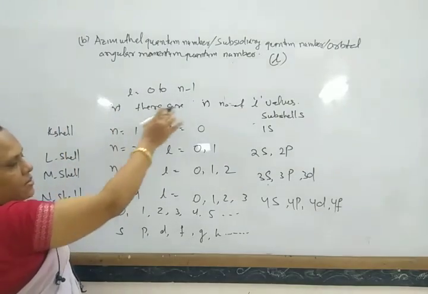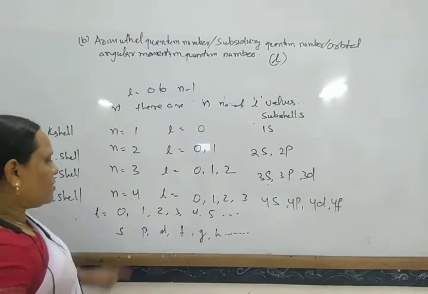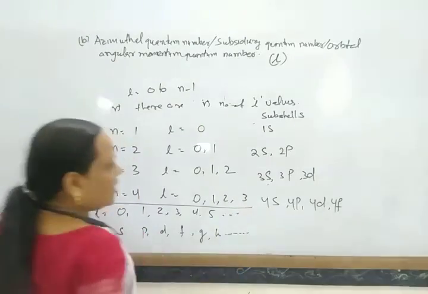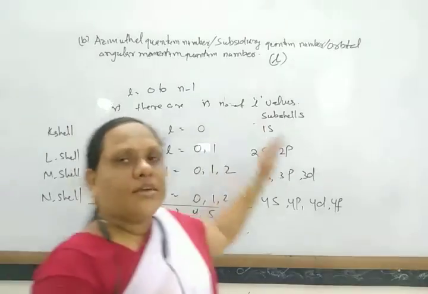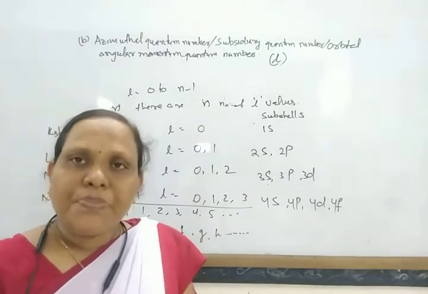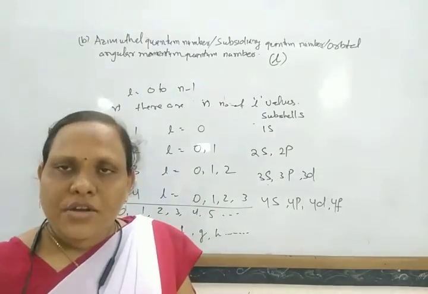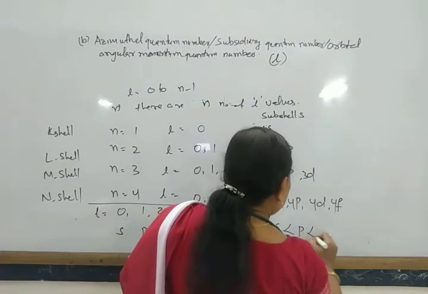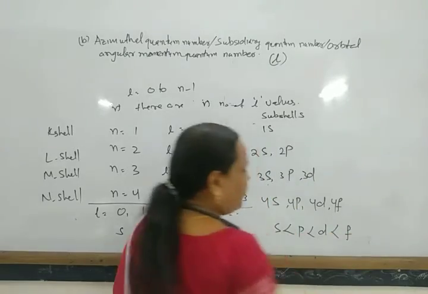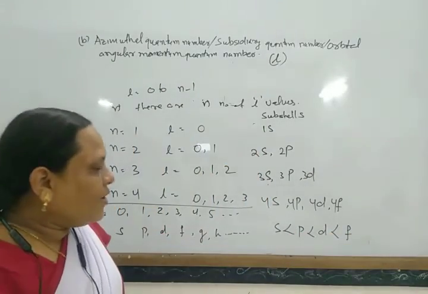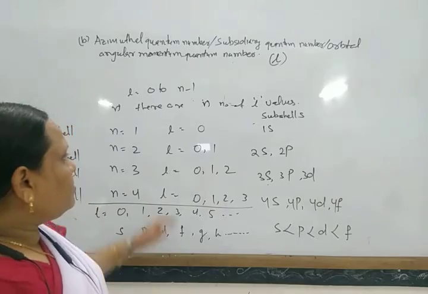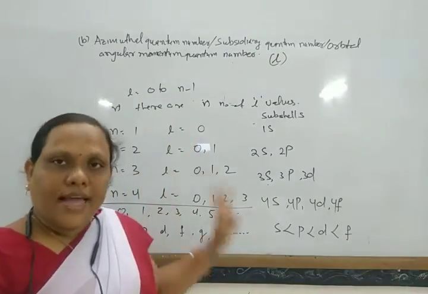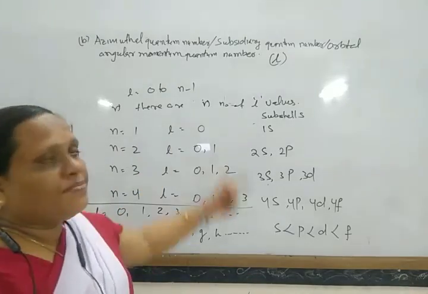This is your principal quantum number. These are your corresponding azimuthal quantum numbers. Between S, P, D, F, the increasing order of energies of the different subcells is S, P, D and F. And for a particular value of n, there are n number of L values. In this way we can represent.